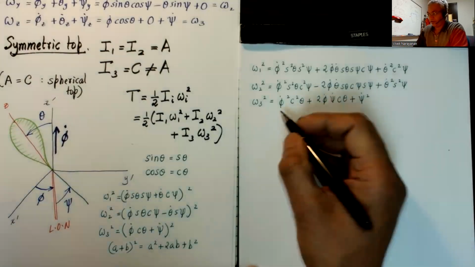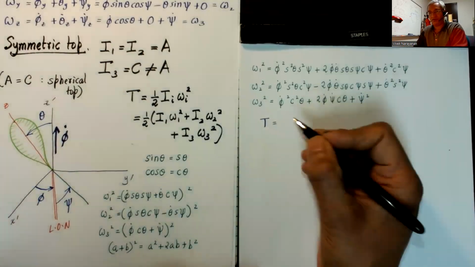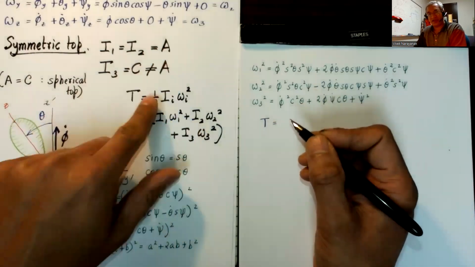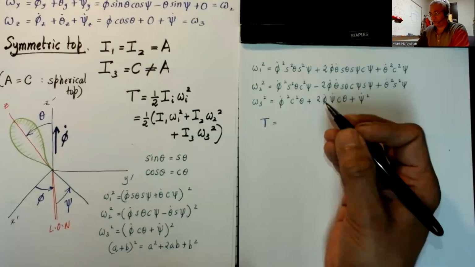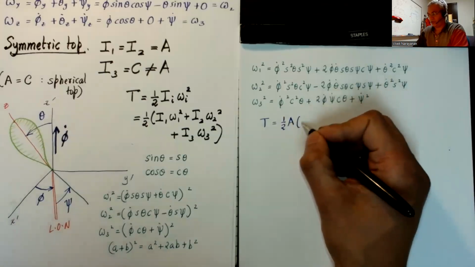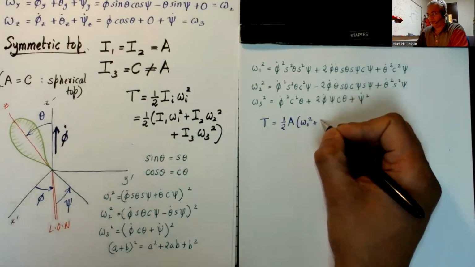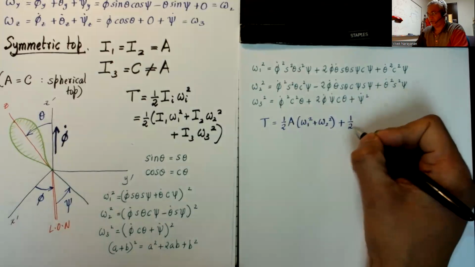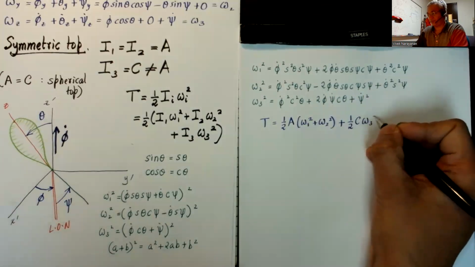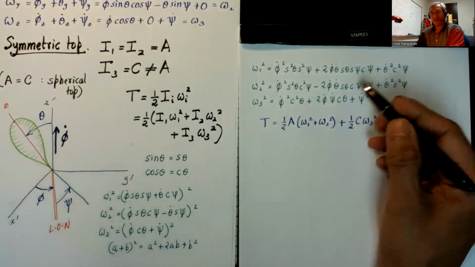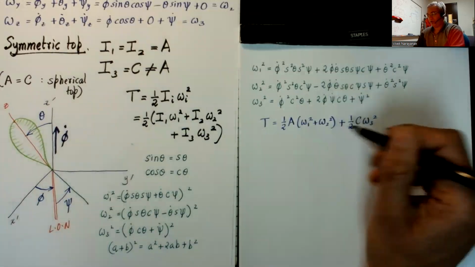So let me write the kinetic energy. T equals, now don't forget that I1 and I2 are A and I3 is C. So T is going to be 1/2 A omega 1 squared plus omega 2 squared plus 1/2 C omega 3 squared. So what I was initially thinking is that many of these terms will cancel, but they don't because of this.